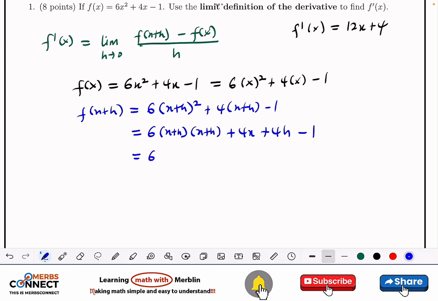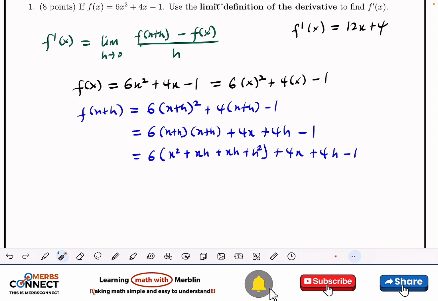Let's try and expand this. This is going to give us x squared plus xh plus xh plus h squared, plus 4x plus 4h minus 1. So what did I do? I'm just multiplying this by this, giving us x squared, right? Then x times h will be xh, and then h times x will be the same as xh, and then h times h will be h squared. And I just repeated this one here.